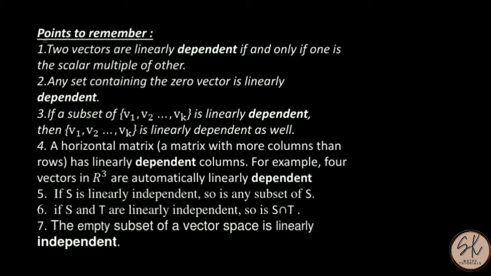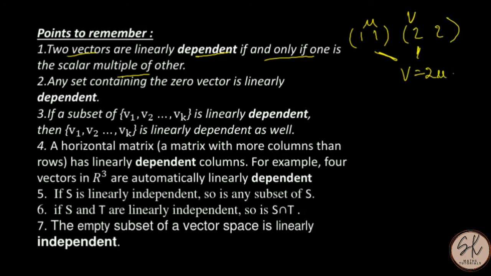Now, here are some important points that we need to remember. Two vectors are linearly dependent if and only if one is the scalar multiple of the other. For example, if one vector is (1, 1) and the other is (2, 2), then we can see that this is the scalar multiple of this, isn't it? If this is v and this is u, then v is equal to twice u. So therefore these are linearly dependent vectors.